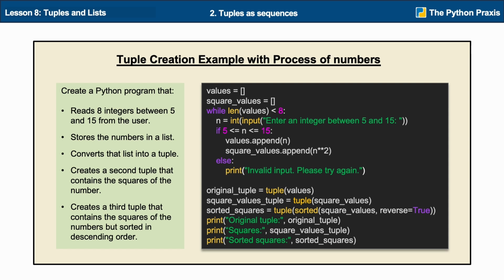So this exercise nicely ties together input validation, loops, lists, tuples, and sorting. It shows how data can flow from user input to processing and finally to structured immutable results.